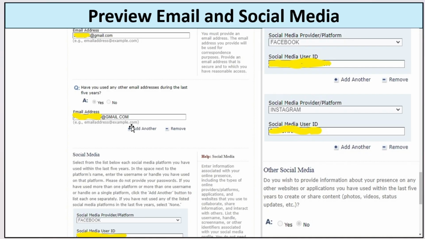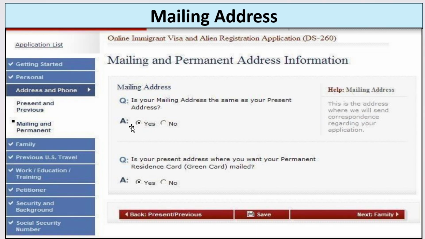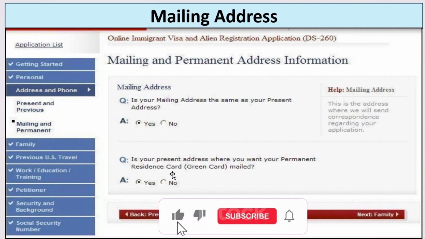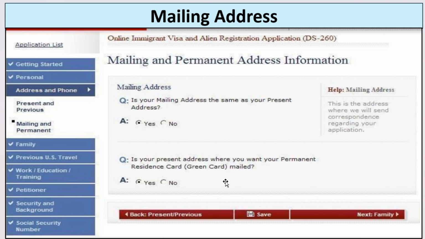Now, let's go to the next one, mailing address. This one is very, very important and sometimes it will cause a lot of problems for you. Let's first talk about it. Is your present address where you want your permanent resident card mailed? If you answer yes, it's okay. That's not a big problem. But it must match the address of the petitioner, your spouse. If you put something different than your spouse, it is a red flag for marriage fraud. Because if you marry someone, you trust that person. You trust your spouse to send your green card there.